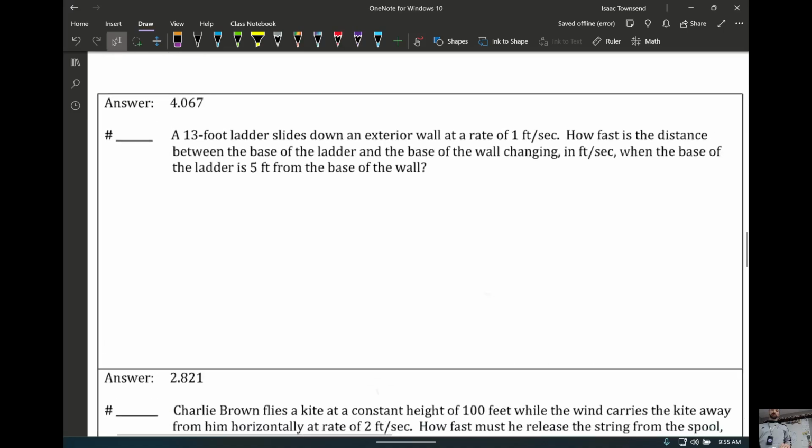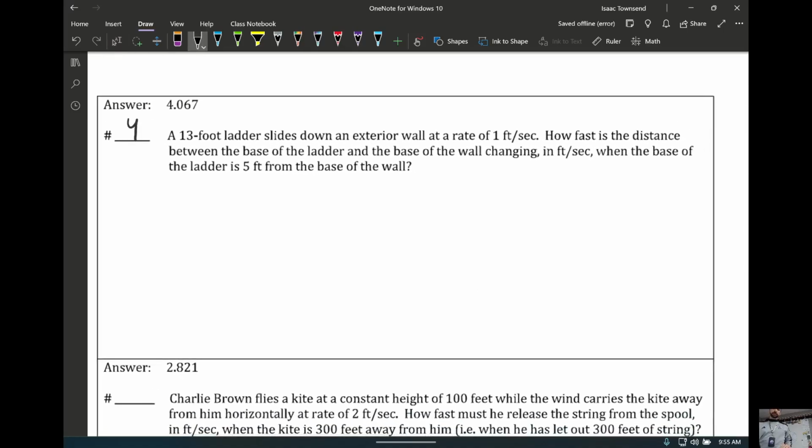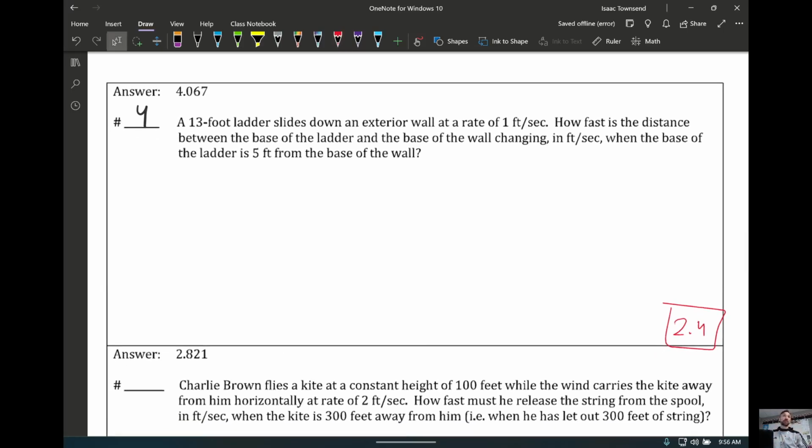Okay, and then number 4, I got an answer of 2.4. Anybody know they need to see that? You work that one. Sure. So this one is almost exactly the same as what we did in your notes, because again, this is one of the most common question types. Your picture doesn't have to be perfect, but it will certainly help.